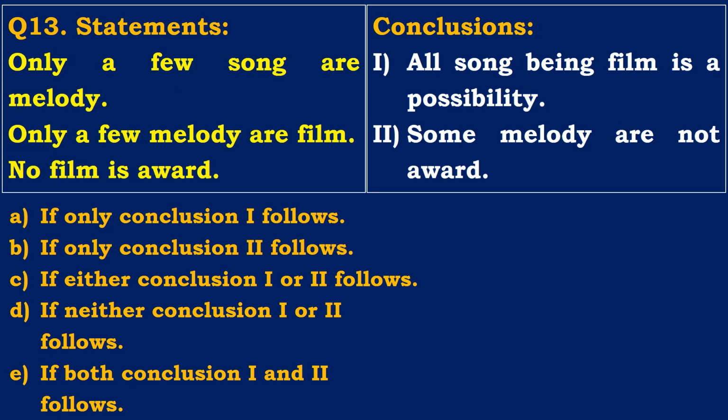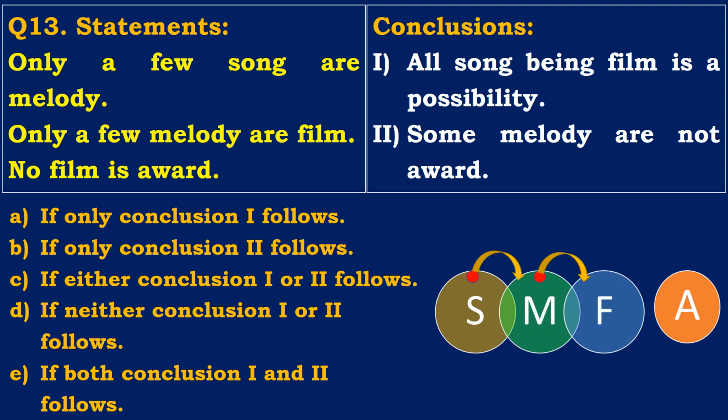Challenge 13. Only a few songs are melody. Only a few melodies are film. No film is award. Conclusions: All song being film is a possibility. Some melody are not award. Song and film are related to melody. According to trick 1, conclusion 1 is correct. Melody and award are unrelated. Hence, conclusion 2 is also correct. As a result, both conclusions follow the statement. Hence, option E is the correct answer.